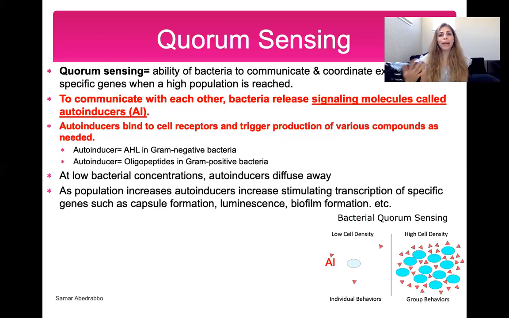But when we talk about pathogenic bacteria, for us, this is really bad because biofilms are very hard to treat medically with antibiotics. Bacteria can also get capsule formation, so they can start forming more capsules to protect themselves through quorum sensing and through so many autoinducers released. You can also get light, so luminescence. So quorum sensing and bacterial communication can result in many things for bacteria that are usually helpful to bacteria.